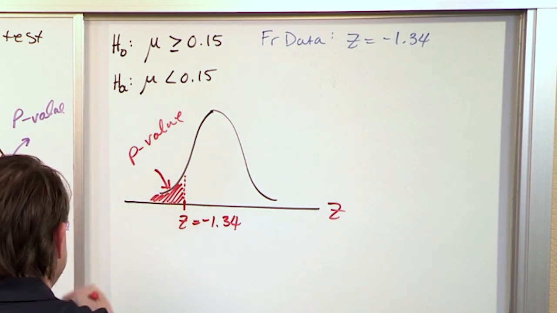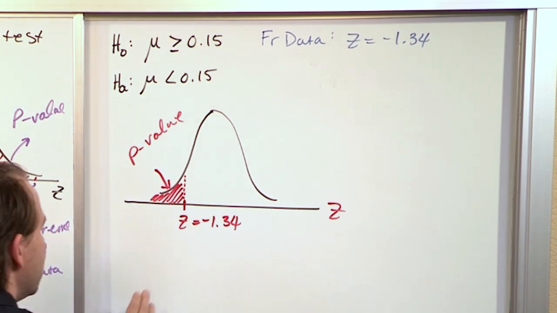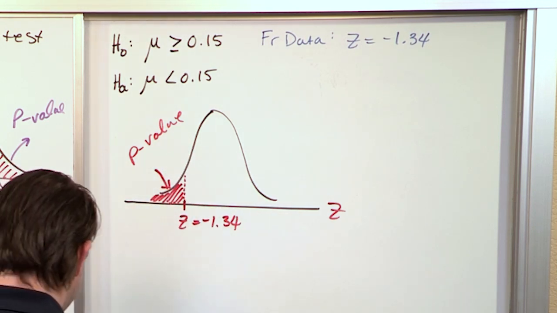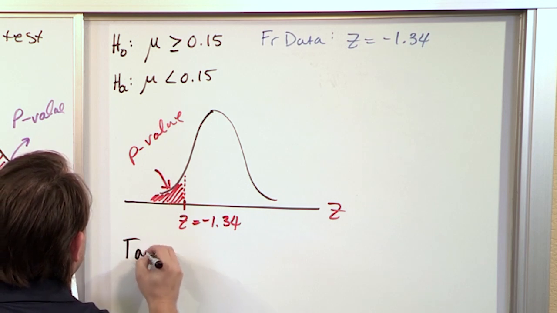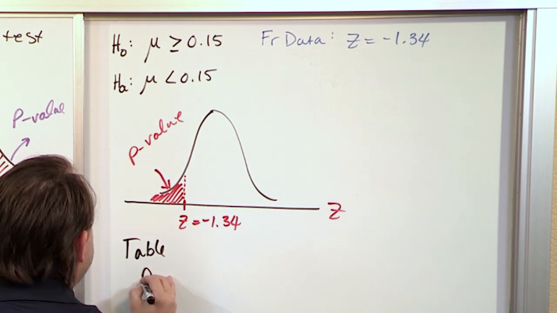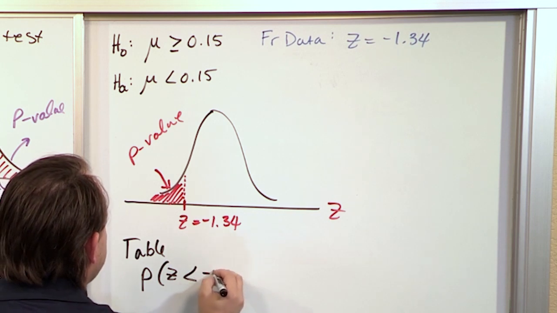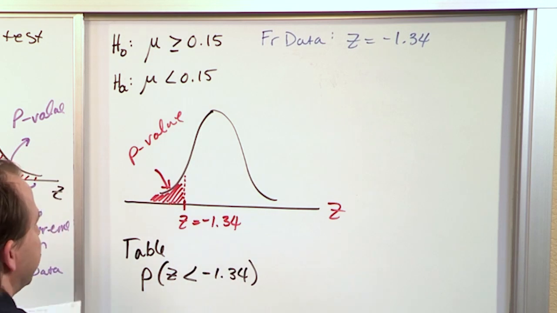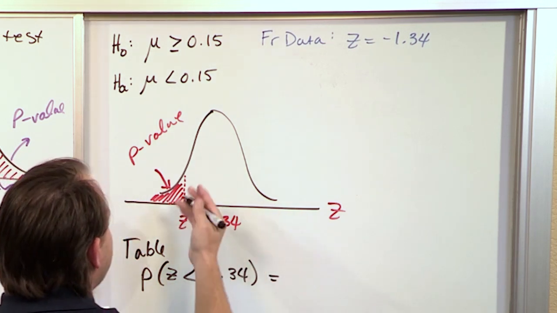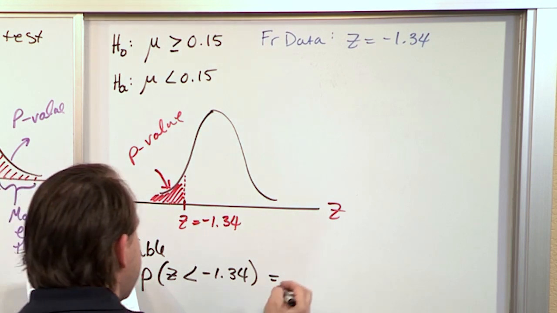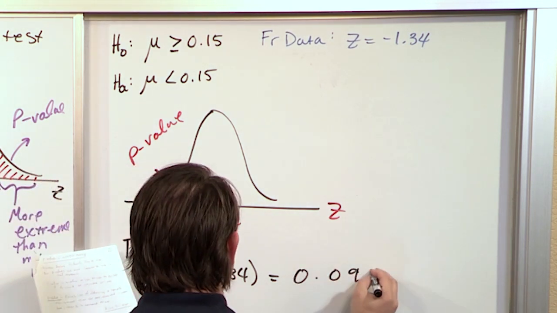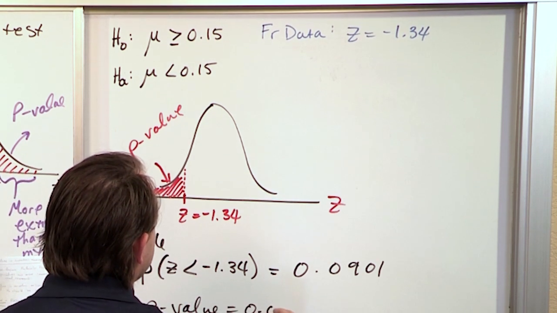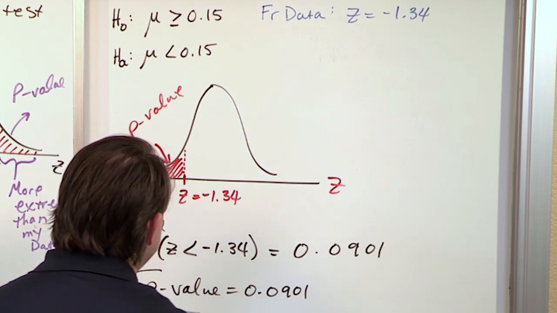So what do we do if we want to find this p-value? Well, we have the value of z, and it has the area shaded to the left of z, so all we literally have to do is go to the table and find the probability that z is less than negative 1.34. So literally all we do is look up z negative 1.34 in our z distribution table. The area that it gives us is the area to the left, which is exactly what we want. And I get 0.0901. That is the p-value for this problem.